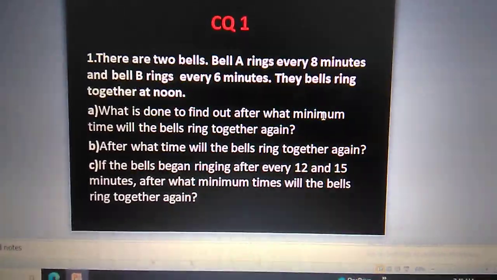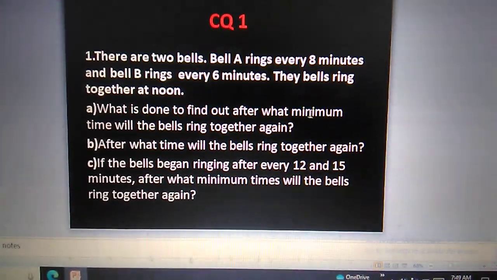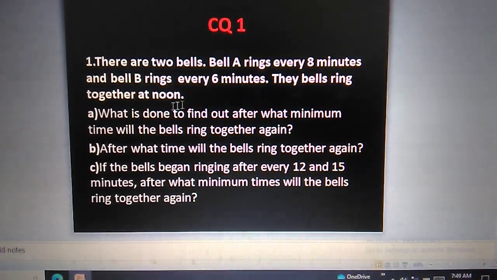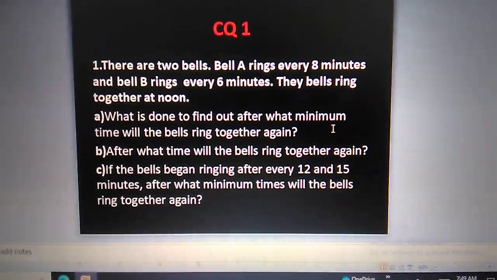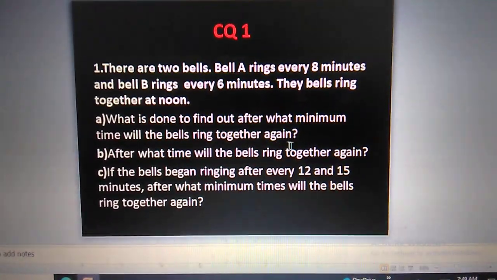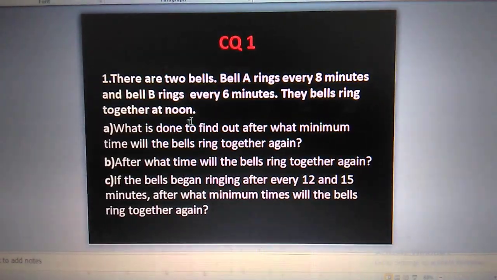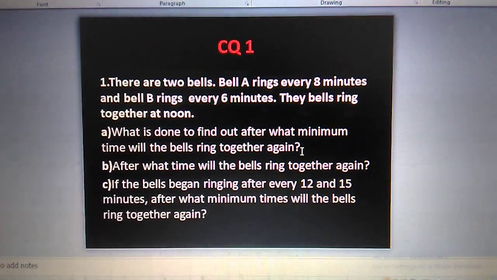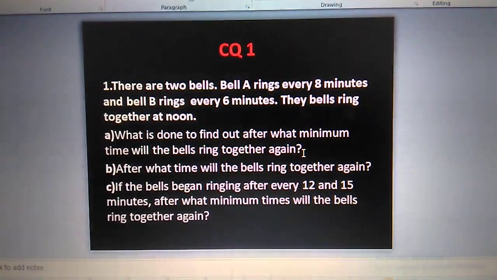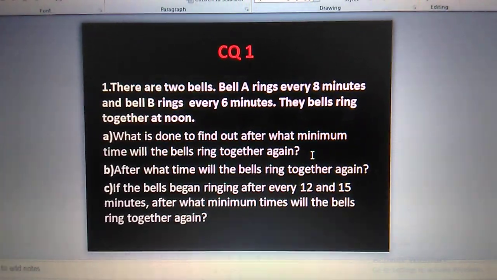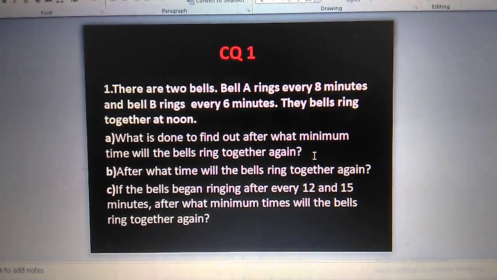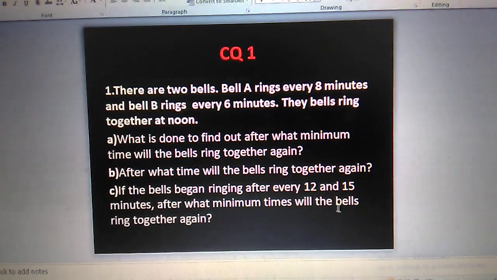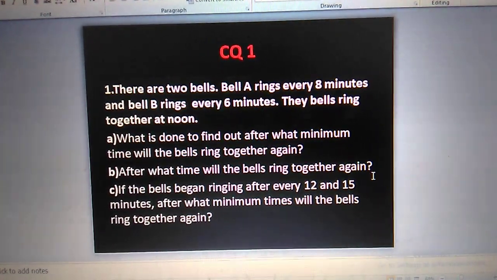So first, we understood that here we have to do the LCM of the given numbers, 8 minutes and 6 minutes. What is to be done to find out after what minimum time the bells will ring together again? So the first answer is very clear. In this question, it is asked to know about the process. Which process will you do to solve the problem? After what time will the bells ring together again? Here we'll find out after what time the bells will ring together again.